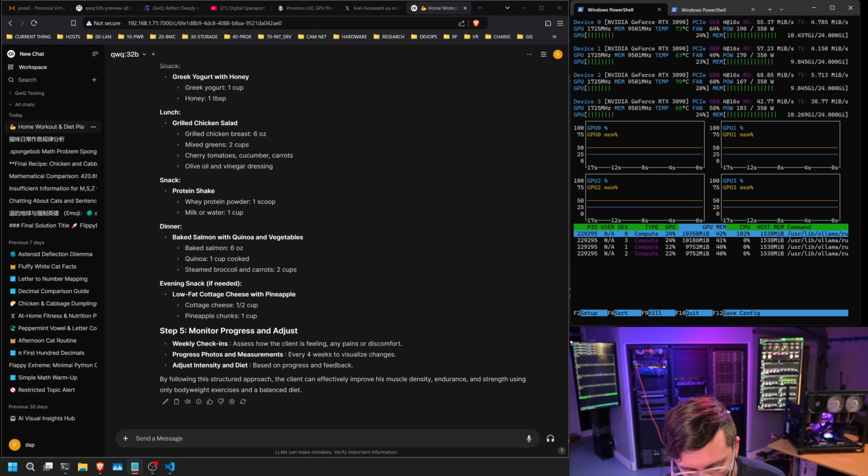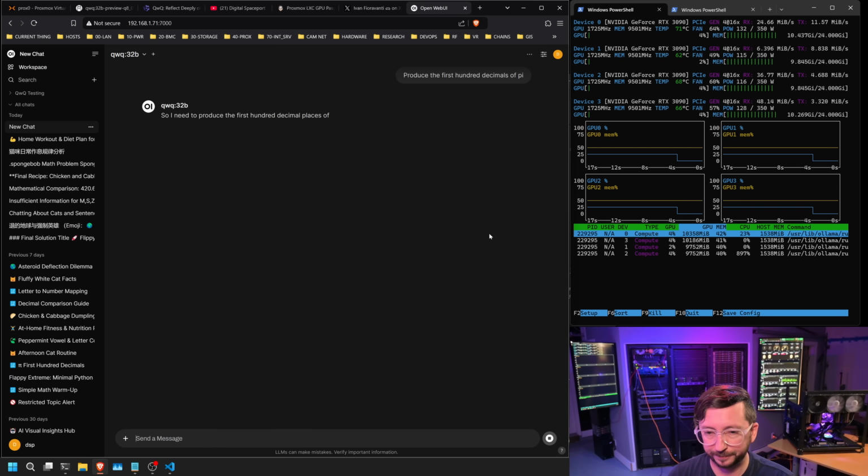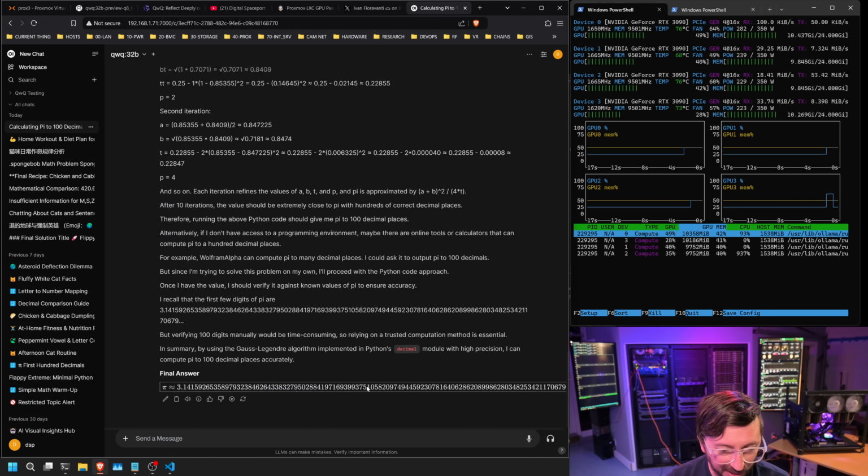And finally, we've got our final one here, and this is mathematics knowledge, and we're looking for the first 100 decimals of pi. Okay, so it did actually get that. It seems like it is giving itself a tell here. "I recall the first few digits of pi are..." So it looks like it resorted to memorization recall from its data set, which is good that it did that.